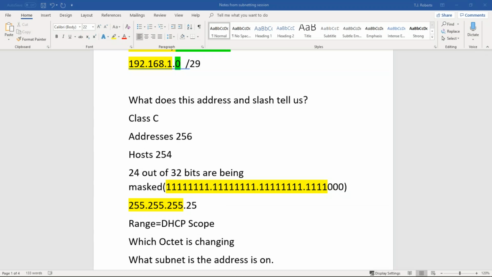Tyler says he thinks he's getting it now. Good. 252. Well, we just had 252.